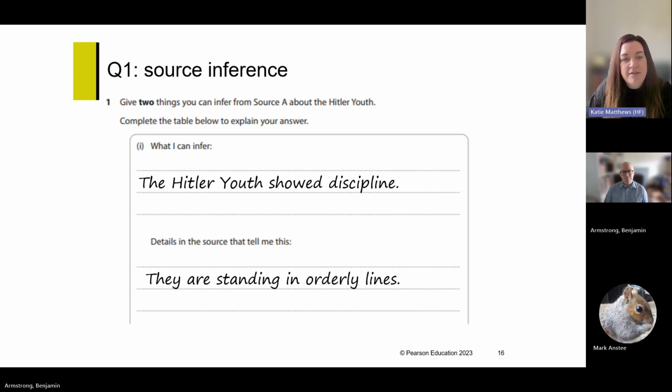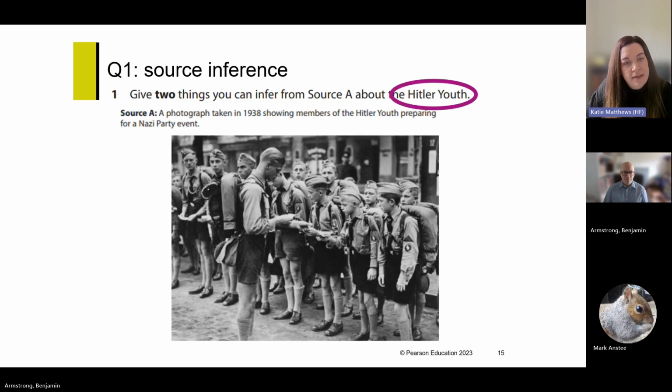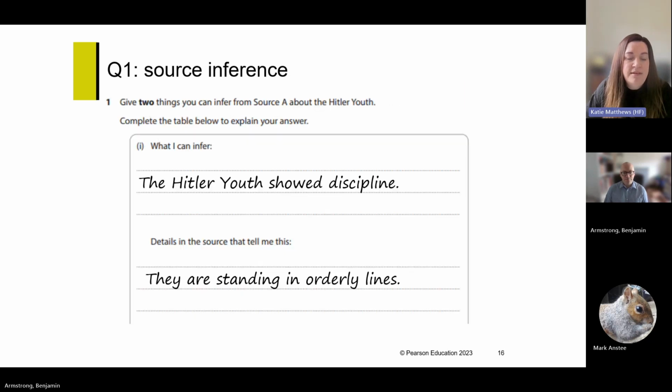You can see here this student has inferred the Hitler Youth showed discipline. And how have they worked that out? What evidence have they used from the source? Well, they've stated that they are standing in orderly lines. If we quickly look back at the source, we can see that the student has correctly identified that the children in the photograph are standing in orderly lines. Therefore, this is a valid inference.